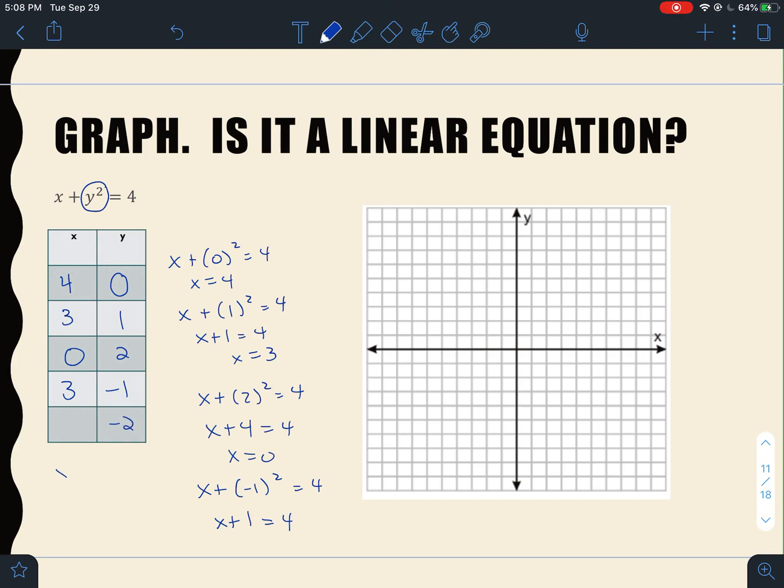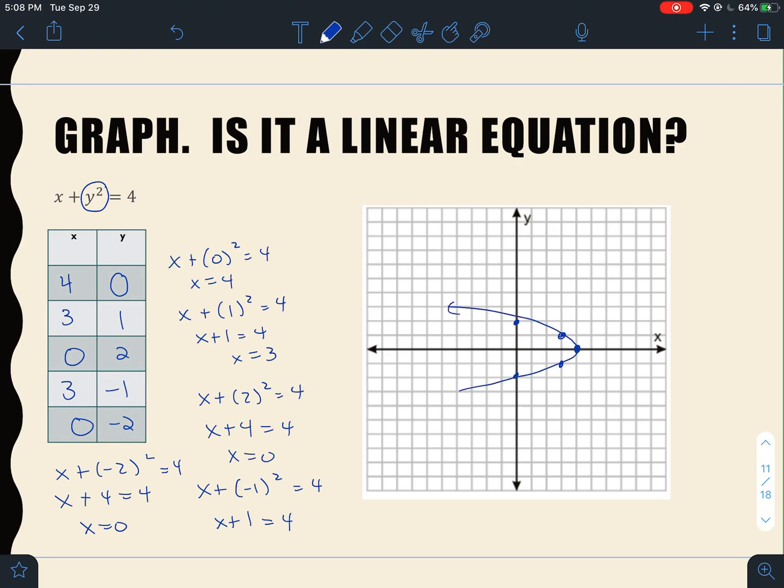Or if I tried -2, x plus -2 squared equals 4. -2 times -2 is 4. So x plus 4 equals 4. And if you solve that, you would get 0. So if I graph that, (4, 0), (3, 1), (0, 2), and then (3, -1) and (0, -2).